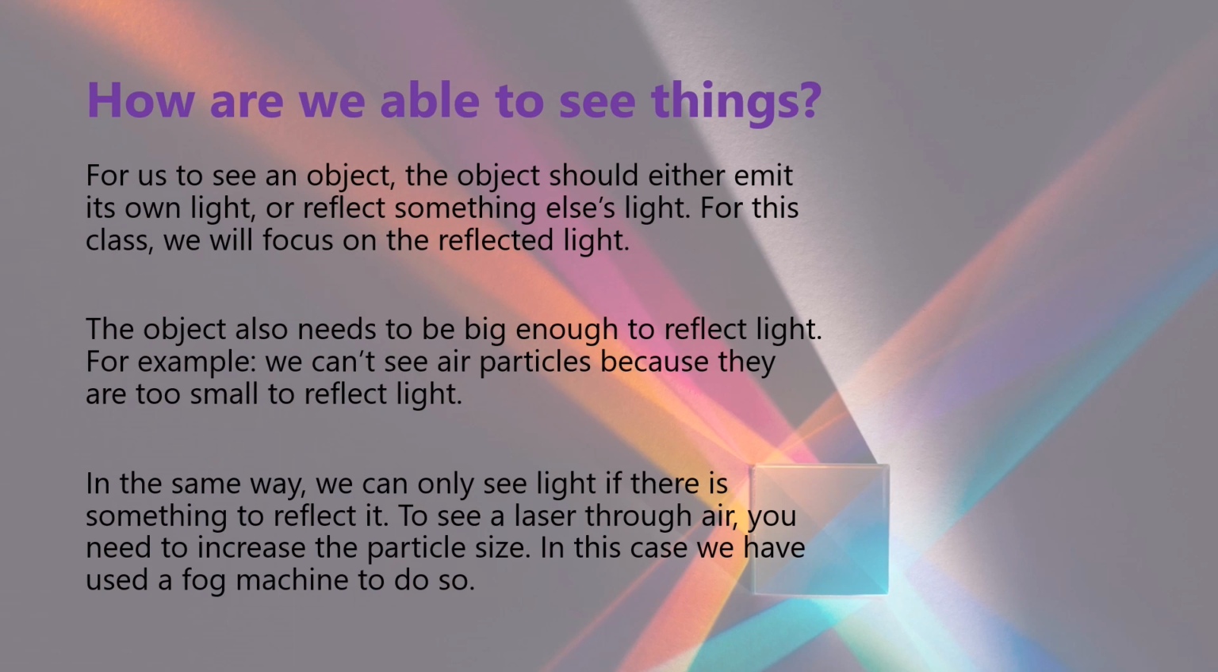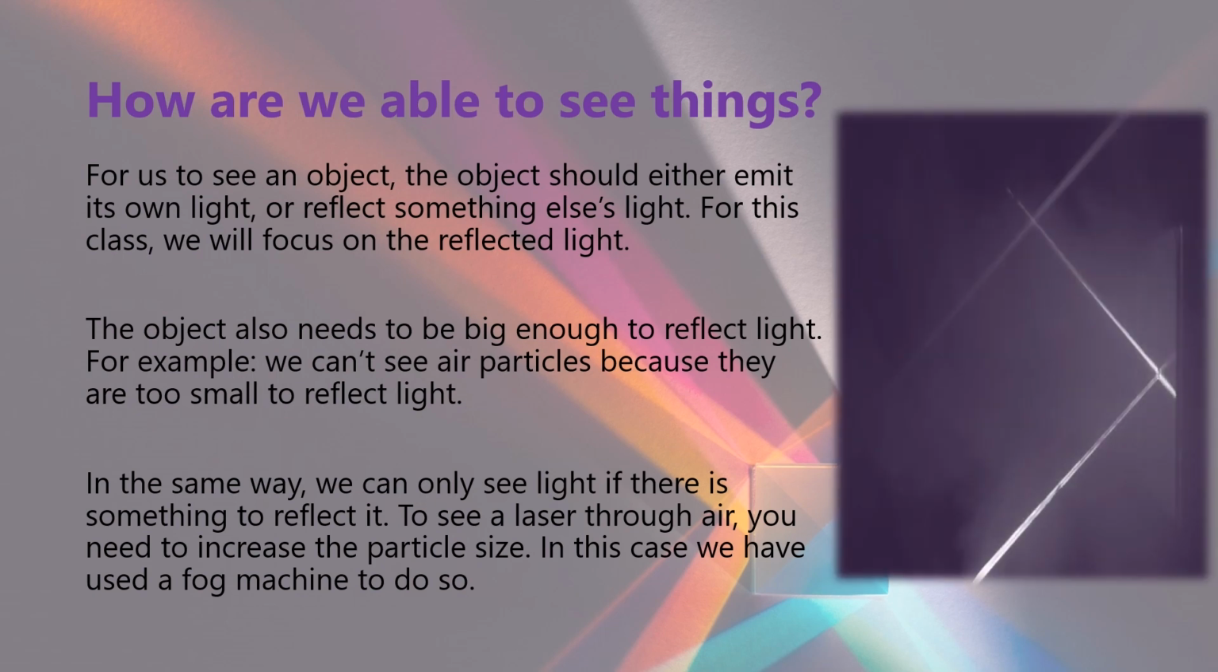To see a laser through air, you need to increase the particle size. In this case, we have used a fog machine to do so. So in this image, you can see the light rays. Actually, it is just a laser. So this is the laser incident on a mirror, and from the mirror, it reflects off.